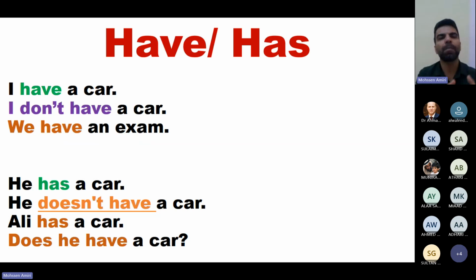Okay, about have and has. Again, students have problems with these two. Easy, but again, they make mistakes. See, I have, guys, with sentences learn English. Sentences like this. With different examples, try to learn English, grammar, new words, everything. I have a car. How to make it negative? I don't have a car.